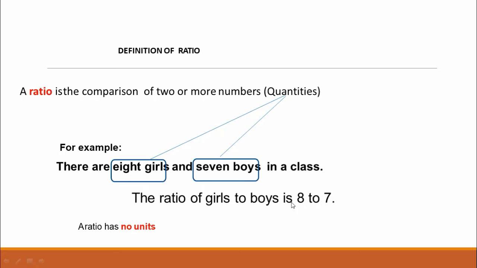And dear students, note that ratio has no units. Why does ratio have no units? Because we can write 8 to 7 as 8 by 7. The rule for the ratio is that these two quantities have the same unit. Suppose we have 8 meters and 7 meters, then the meters cancel. So there is no unit for the result in the ratio.